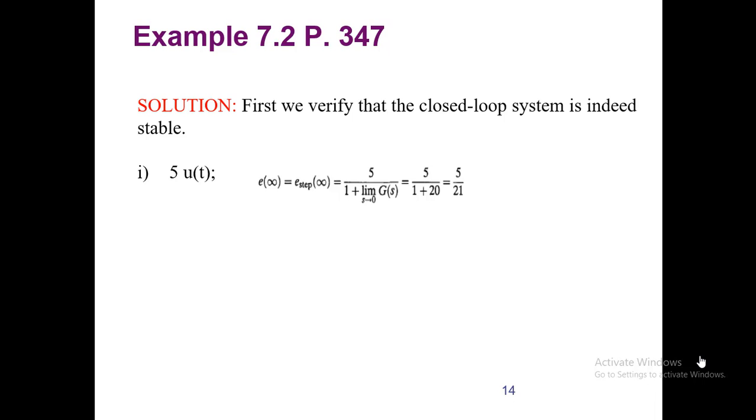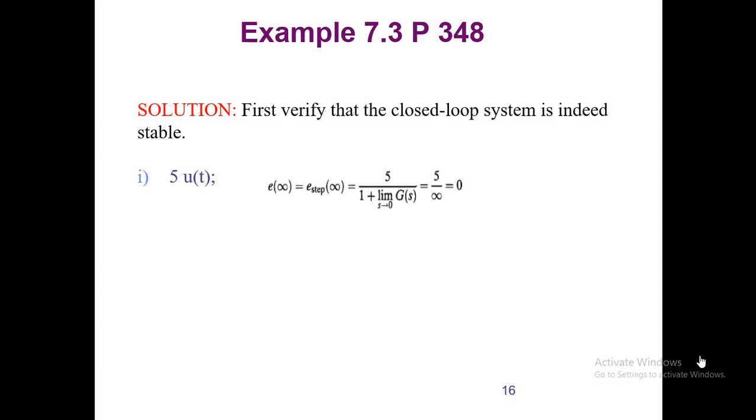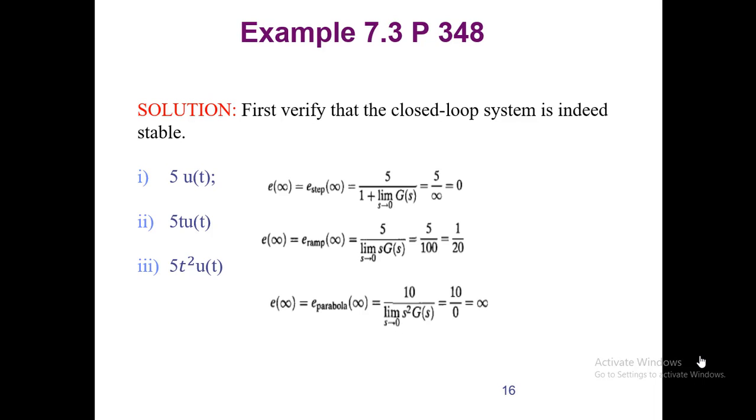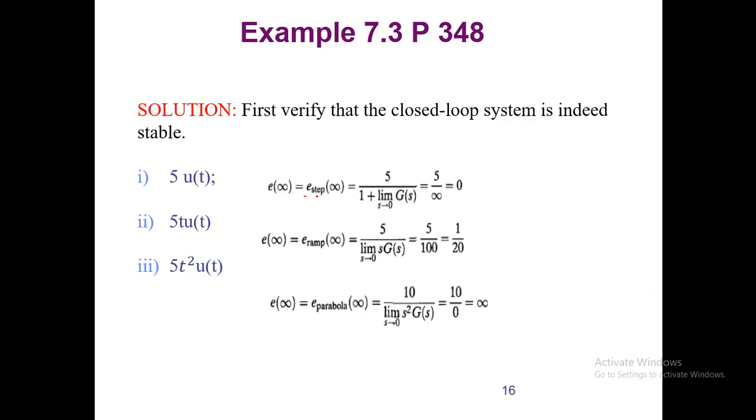In the second previous class, we also did two of the numericals as well. One was with the same parameters, and we also found the values of the steady state error for different functions: the error for the step function, the error for the ramp function, and the error for the parabolic function using the final value theorem.